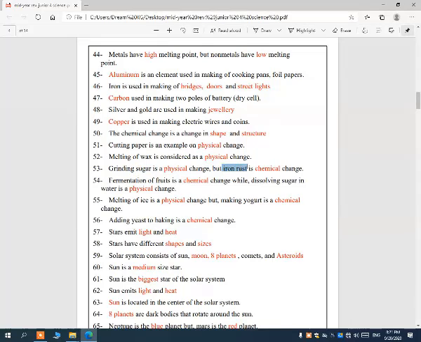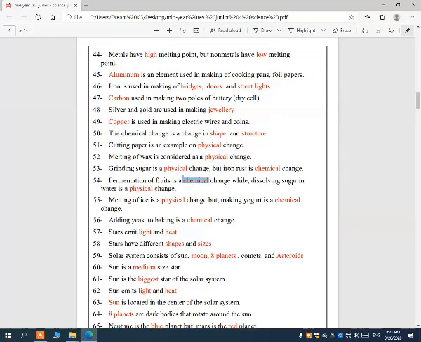But iron rust, will the iron return back? No, it will be chemical change. 54. Fermentation of fruits or rot of fruits. The fruits will be spoiled. So fermentation of fruits is a chemical change.